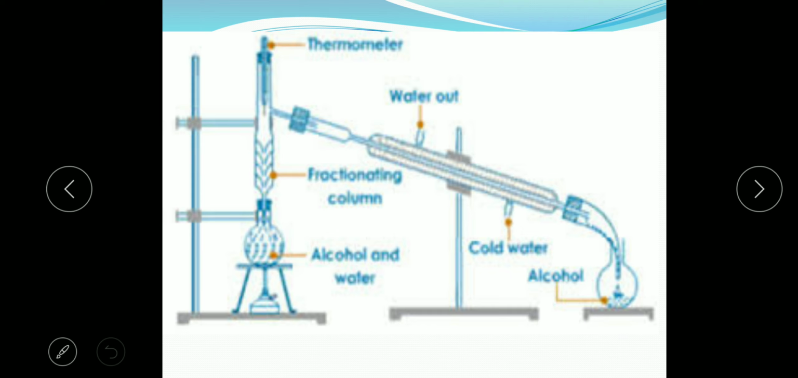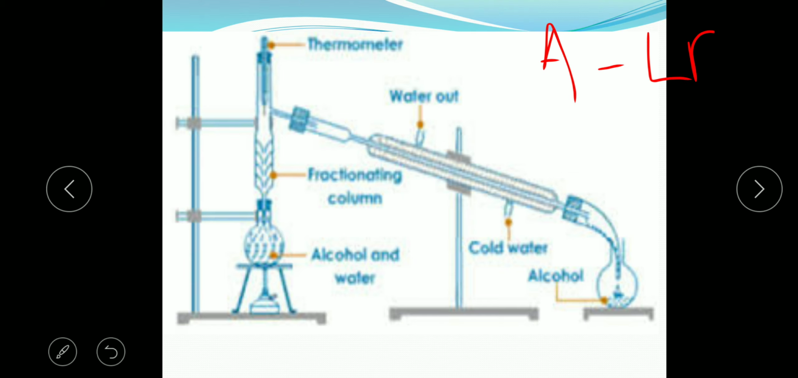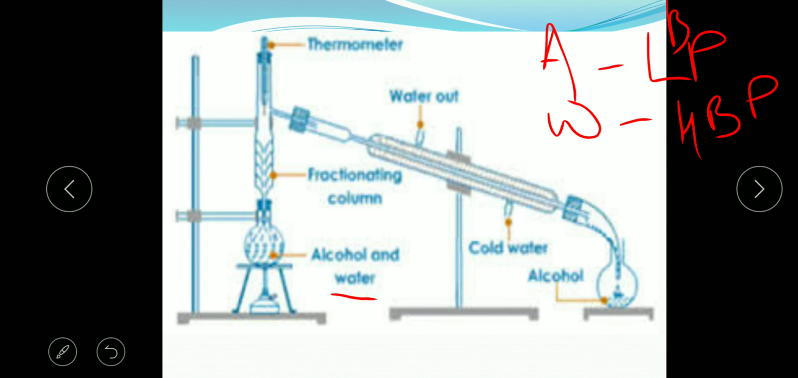When it is heated, the alcohol having a low boiling point will turn into its vapor earlier than the water, because water has a high boiling point. So the water will remain over here while the alcohol will form its vapor, and this alcohol will pass through this Liebig's condenser, and then the alcohol will turn into its liquid state, and this is how the alcohol will be obtained from this flask. Whereas the water will remain in this flask.